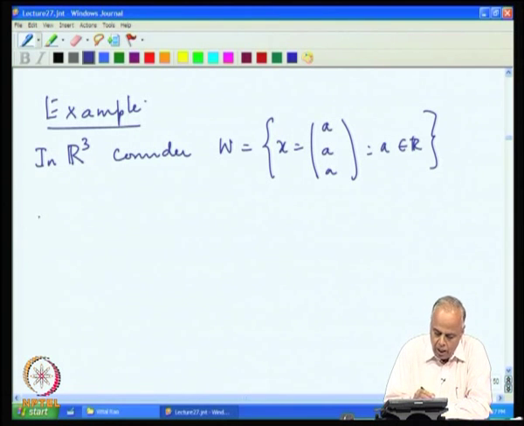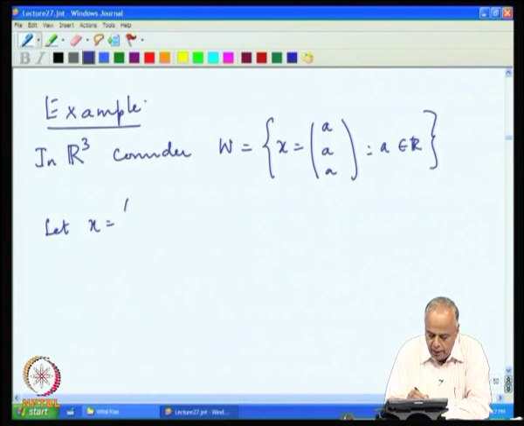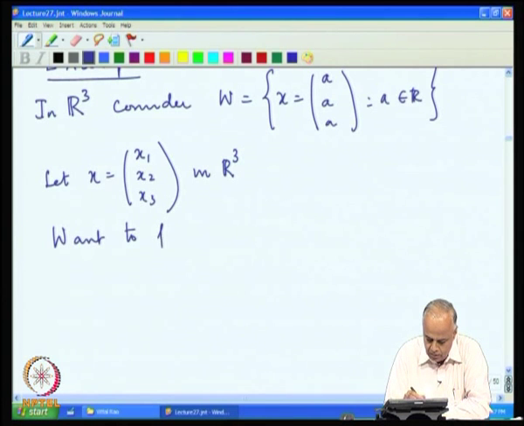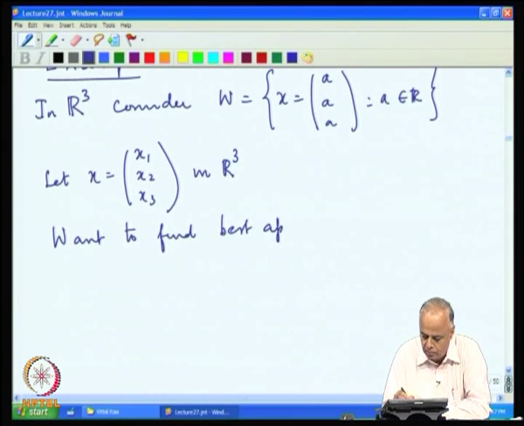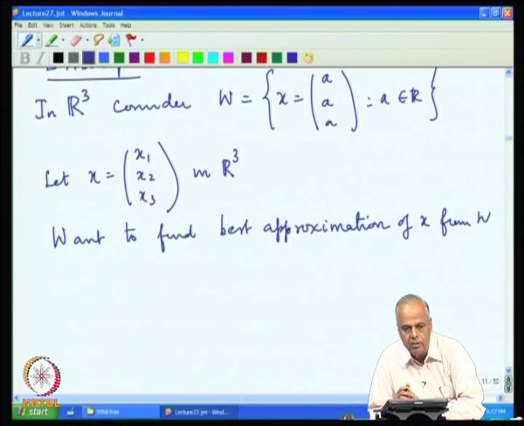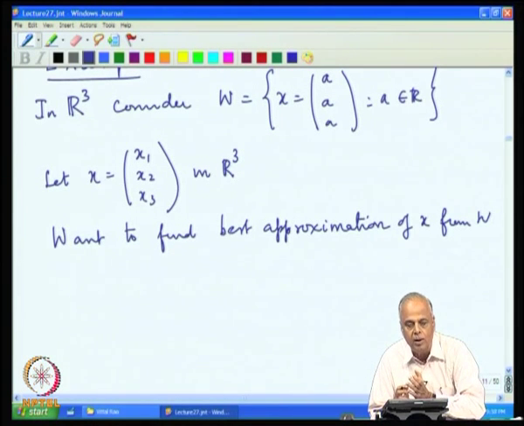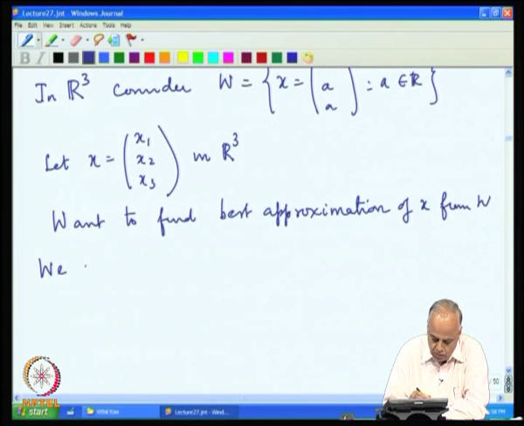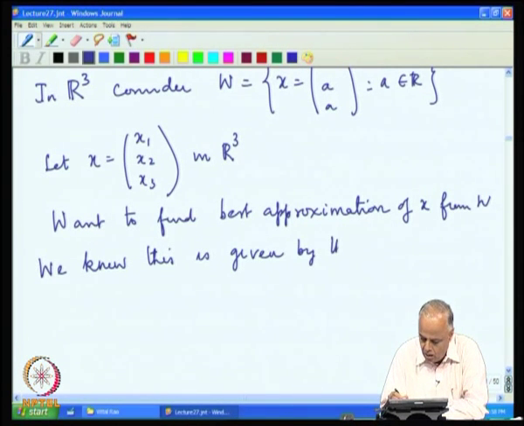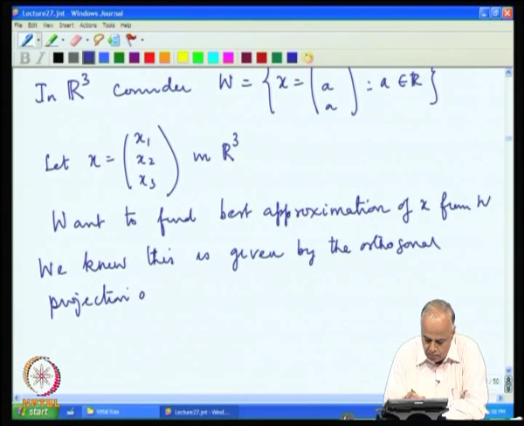Now, let x be any vector in R^3. We want to find the best approximation of x from W. What we have learned so far says that in order to find the best approximation, you have to look at the orthogonal projection of x onto W.